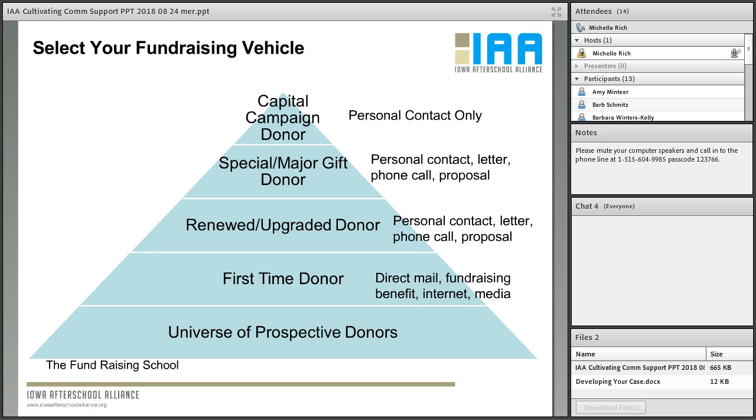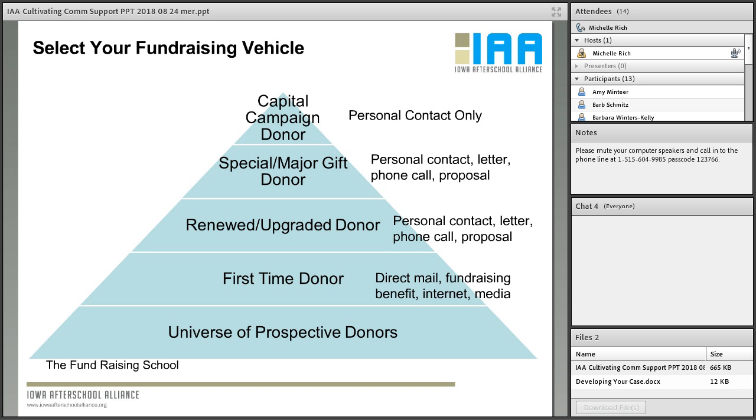Next, we're going to talk about selecting your fundraising vehicle, and really, I'm not going to spend a lot of time on this because most likely you're not going to be undertaking a capital campaign anytime soon. But this is just research on the kind of contact that you should be making for each of these different levels of donor. And you can see that for first-time donors or a single donor that has less connection to your organization, strategies like direct mail, a benefit, internet or social media, or general earned media are probably good strategies for this type of donor.